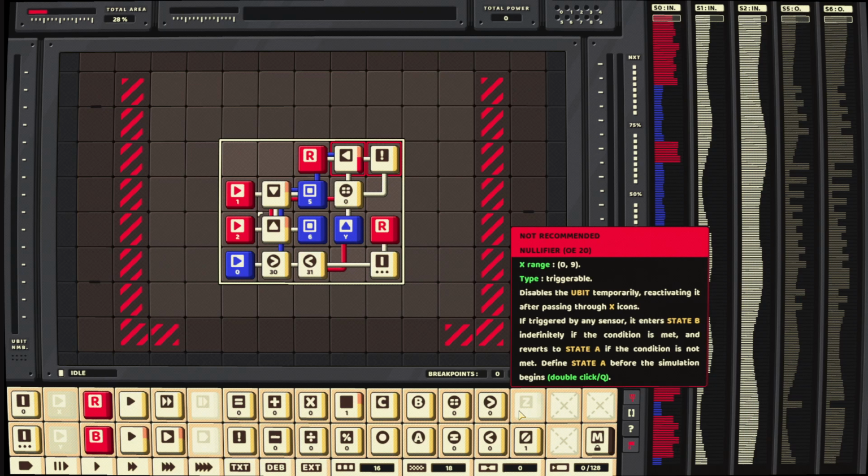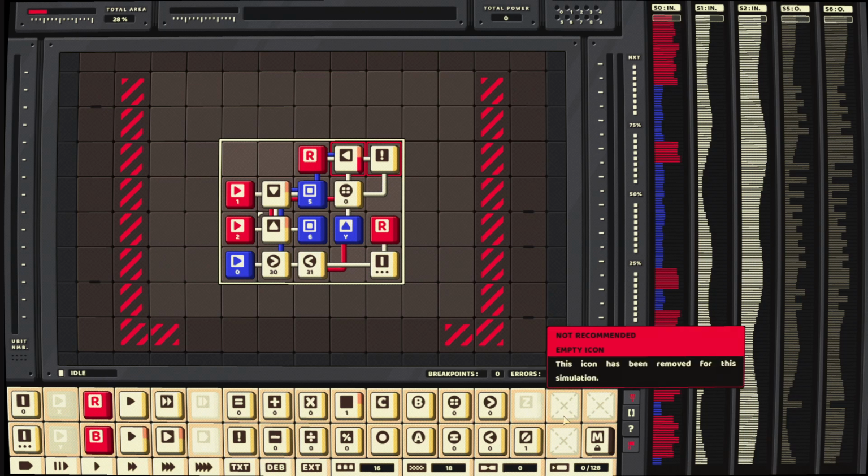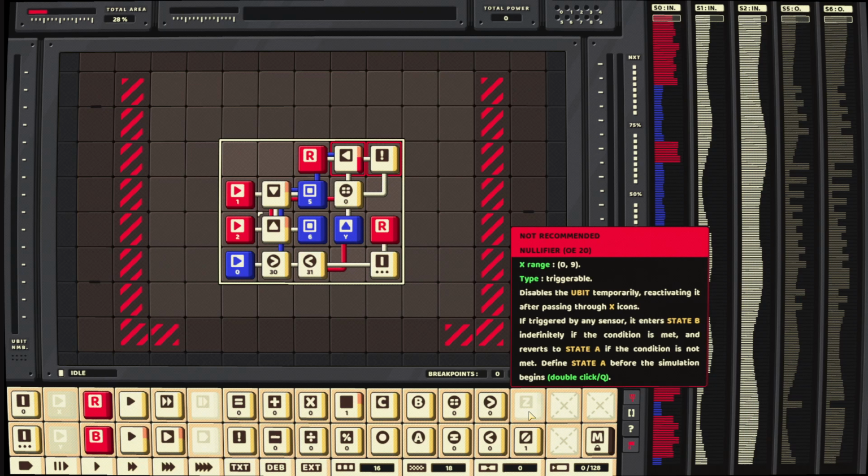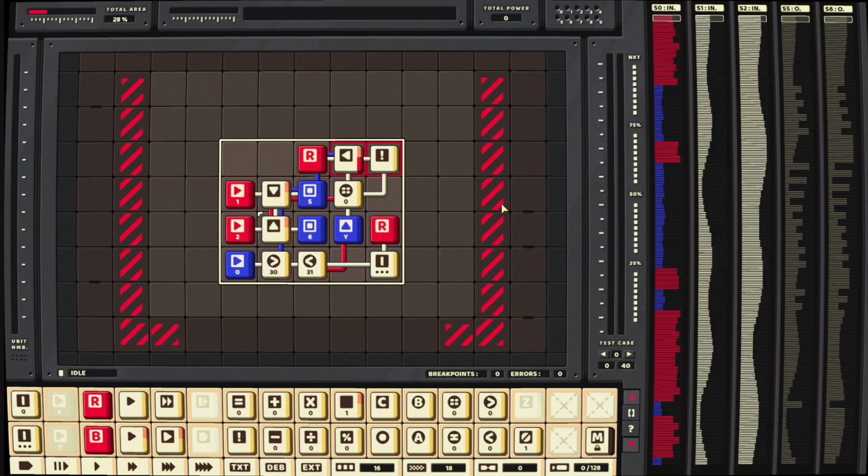Oh, I never looked at this. You can make a U-bit into like a ghost. Have it skip the next X icons somehow. I assume that's what disabling and reactivating means. Maybe it doesn't even add to other ones? I don't know. Weird. Huh. Okay. So what does this do? Is this close to correct?